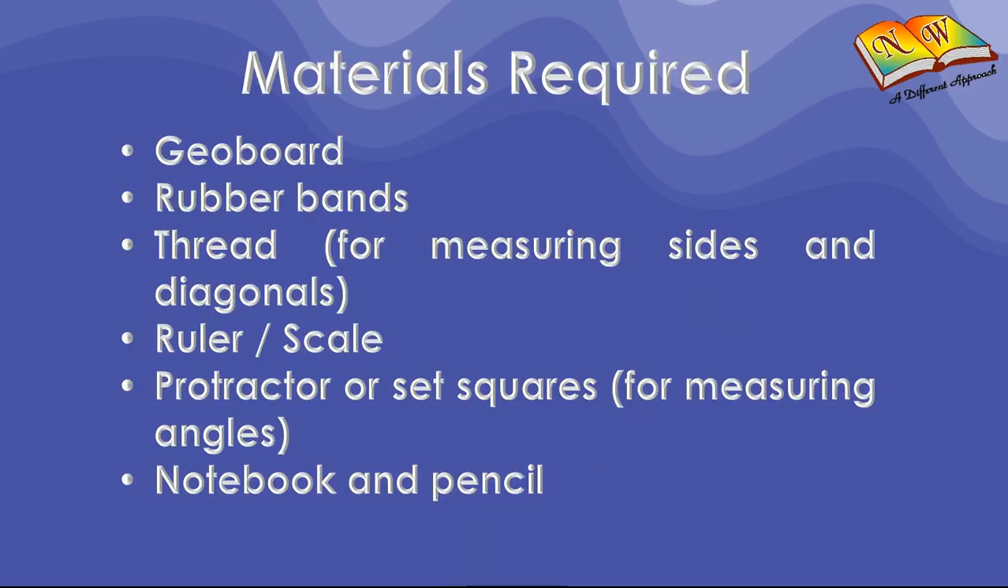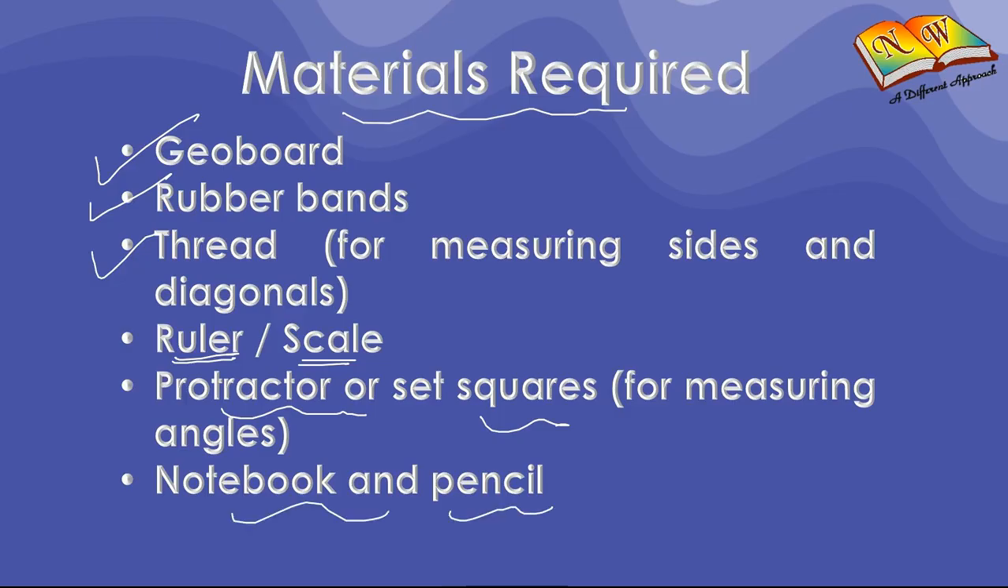To perform this activity, we require some material, that is the geoboard, the rubber bands, threads for measuring the sides and the diagonals, then the general aids like ruler, scale, protractor, set squares, notebooks, pencils, etc. Let's perform this activity on a kite and a trapezium now.